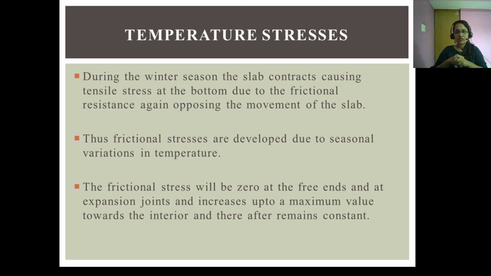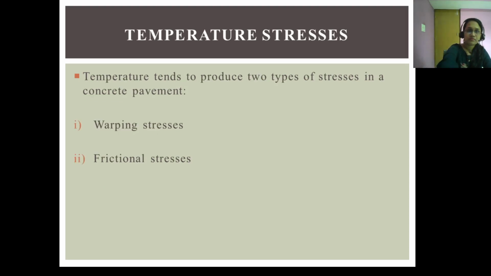Thus the frictional stresses are developed due to the seasonal variations in temperature. The frictional stresses will be zero at the free ends and at expansion joints, and increase up to a maximum value towards the interior, and thereafter remain constant. Now the temperature stresses are of two types. The first one is the warping stress and the second one is the frictional stress.